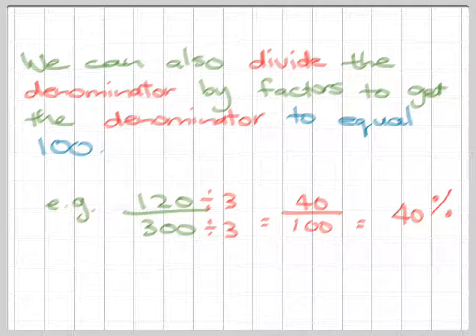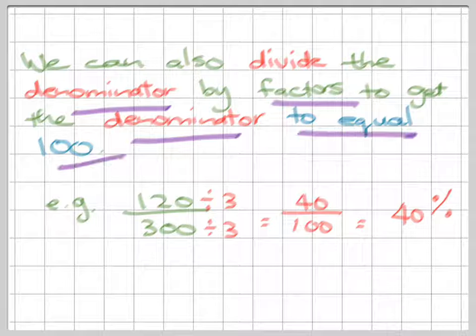Right, so today let's look at dividing by common factors in order to make a denominator of 100 in order to convert a fraction into a percentage. So we can divide the denominator by factors to get the denominator to equal 100. Let's look at this example here.